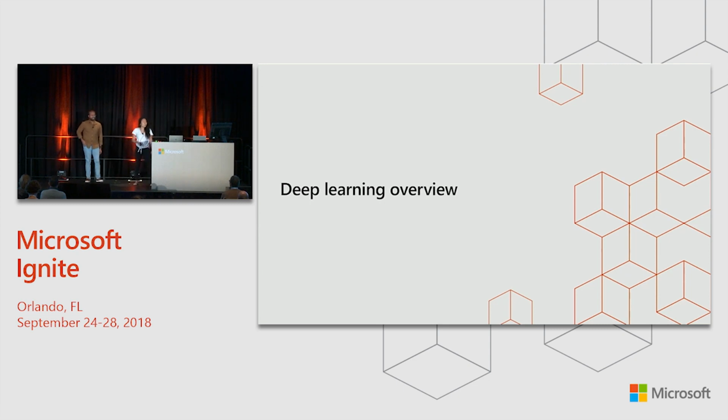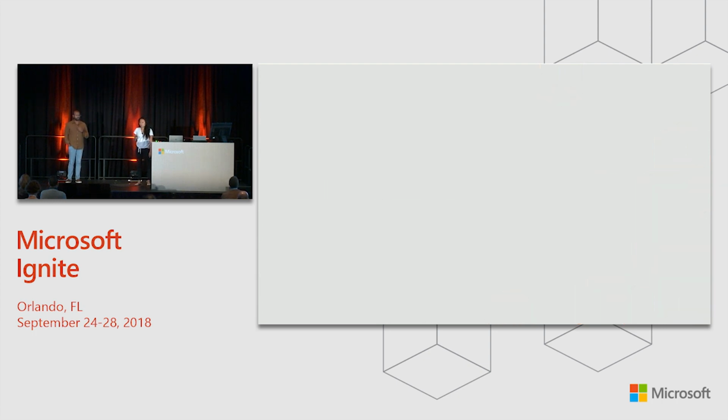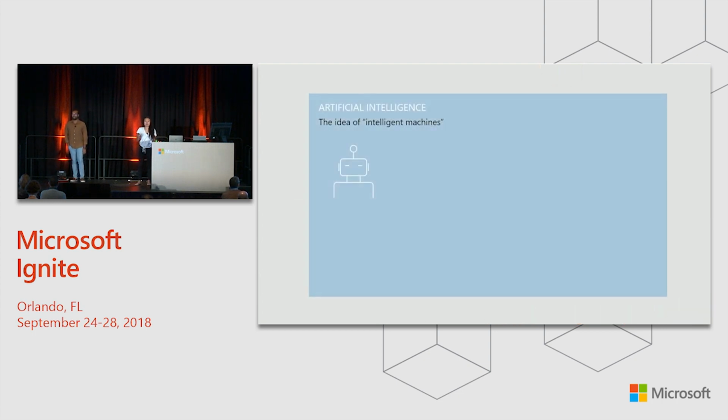Hi, so we're going to first go through a quick deep learning overview just to make sure we're all on the same page. So what is deep learning? We get this question a lot. What's the difference between AI, machine learning, and deep learning? Are they all the same thing? They're often used interchangeably when getting written about in today's literature.